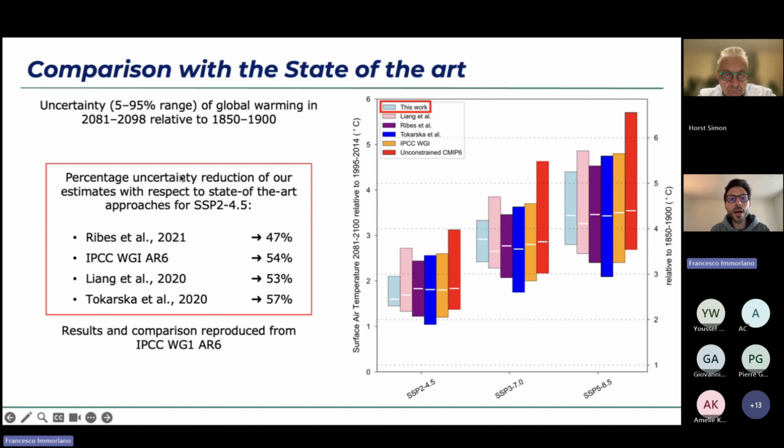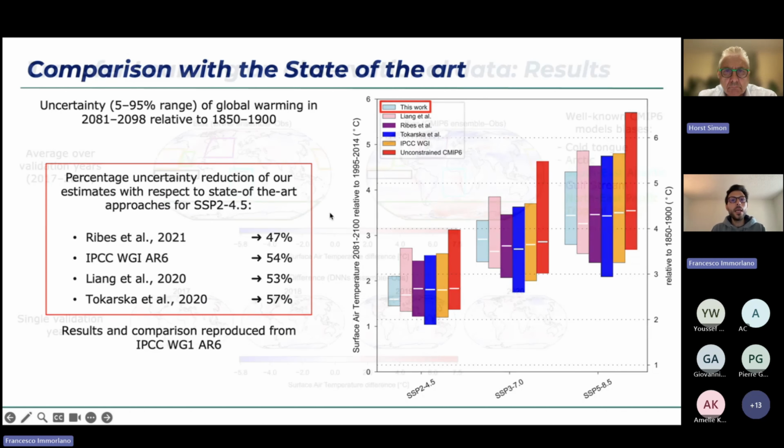For SSP245, we reported the reduction of uncertainty that we obtained compared to the other works, and we can see that we obtained more than 50% in uncertainty reduction. This trend is confirmed also for the other scenarios, and even for, again, SSP370 and SSP585.